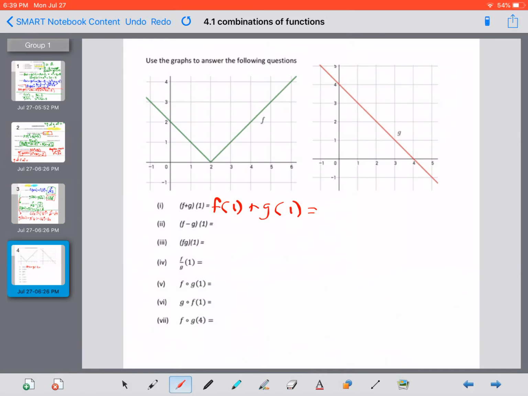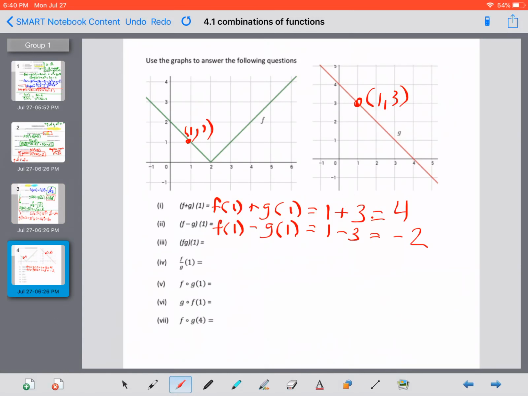Alright, f of 1 is the output of the function when x is equal to 1. Well, at 1, we have a point on the graph at 1, 1 here. And g of 1, let's see, we have a point at 1, 3. So f of 1 is equal to 1, and g of 1 is equal to 3. So f of 1 plus g of 1 should give you an output of 4. Alright, let's try the next one, f minus g of 1. Again, we can think of this as f of 1 minus g of 1. We already saw that f of 1 was 1 and g of 1 was 3. So f minus g of 1 should be 1 minus 3, or negative 2.